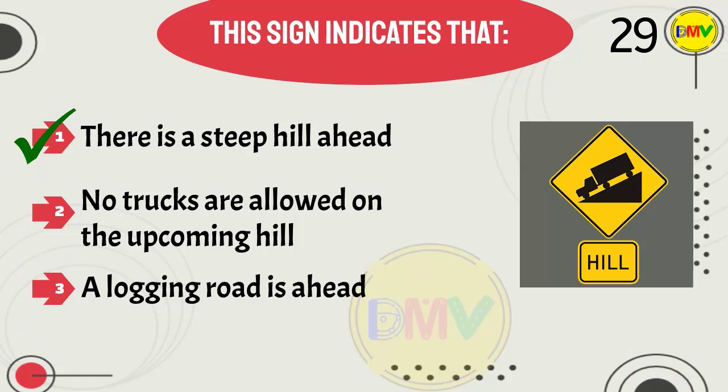The correct answer is 1. Warning signs are usually yellow with black markings. This sign warns drivers about an upcoming steep hill. Drivers should slow down and be ready to control their speed and protect their brakes from damage.